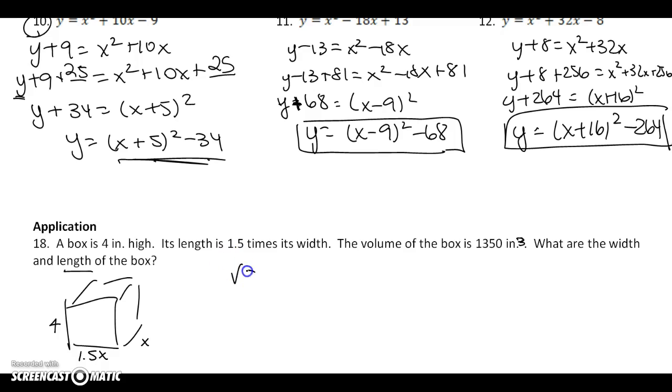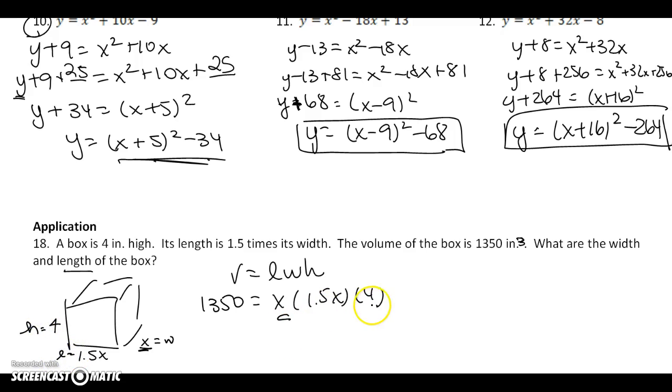All right, so here we know volume is length times width times height. So in this case, the volume is the length, which is x, times the width, which is 1.5x, times the height. And the volume we can actually replace with 1,350. So now we can just solve for x. We are looking for the width, and I may have misspoken. The width here is x, and then this guy is our length, and then this guy is our height. So we get 1.5 times 4, which is 6x squared, equals 1350.